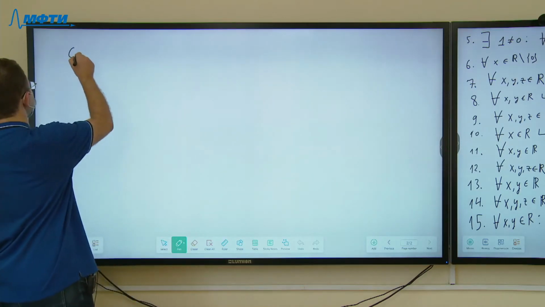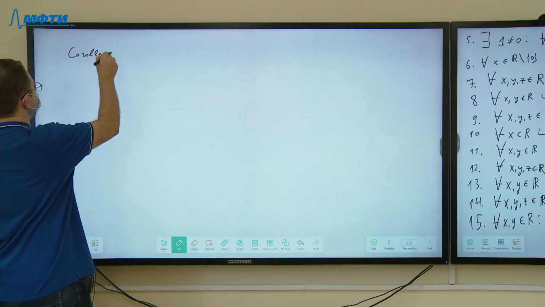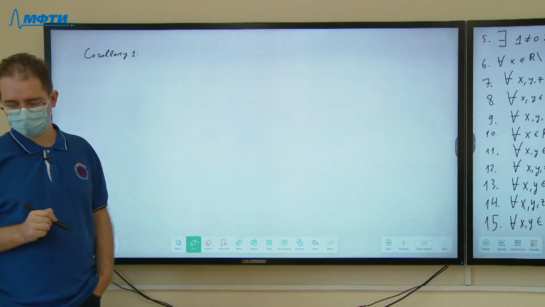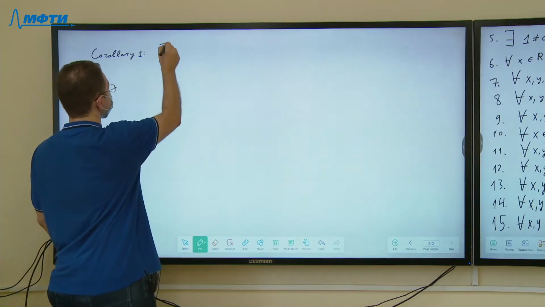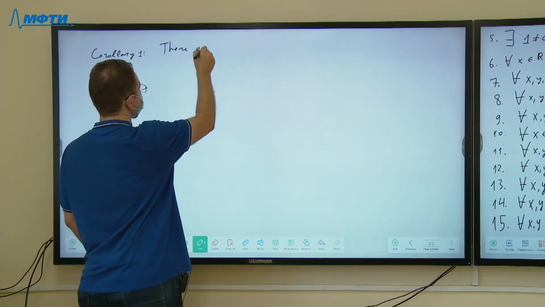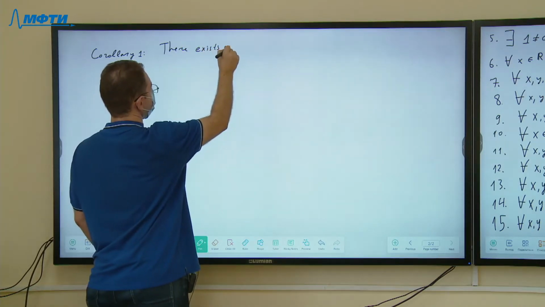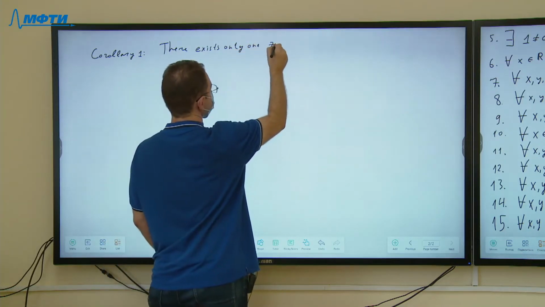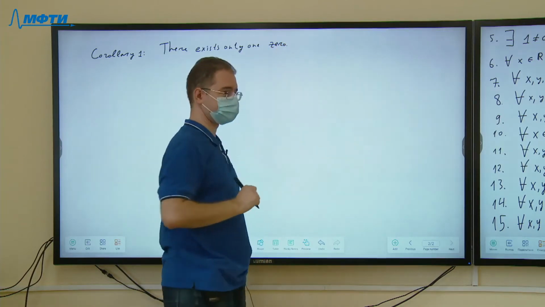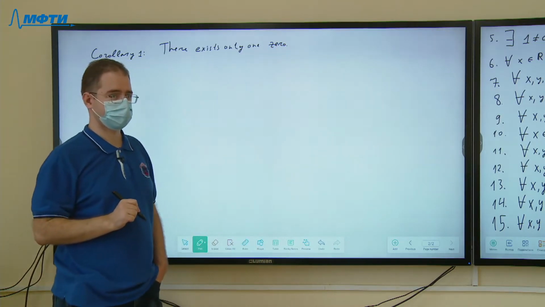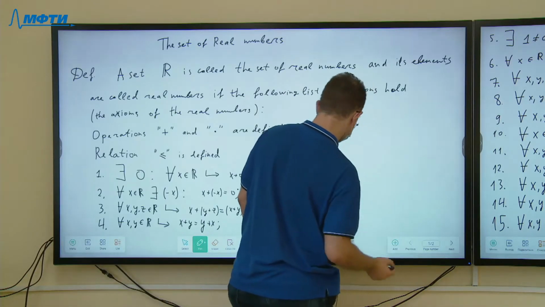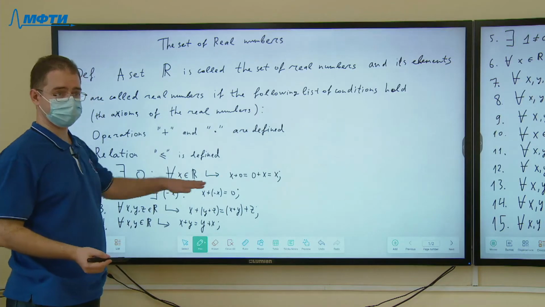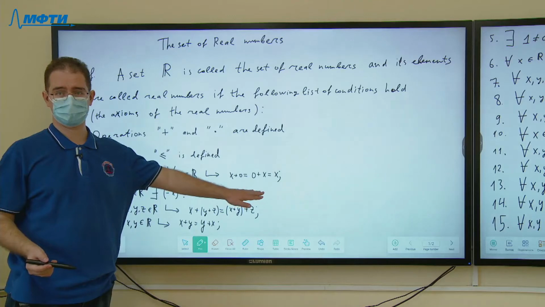So, corollary 1. There exists only one 0. So, over here, in the first axiom, I stated that there is a number 0 that satisfies this condition.